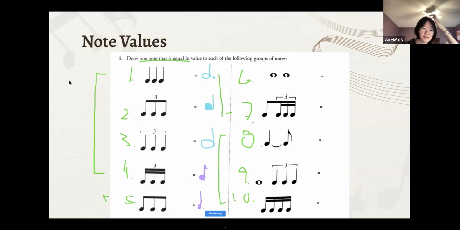Oh, you can't draw on it. Let's see. Where's my settings? I think it should be enabled. If you want, you can also private message your answers to me and then I can just draw them on for you.